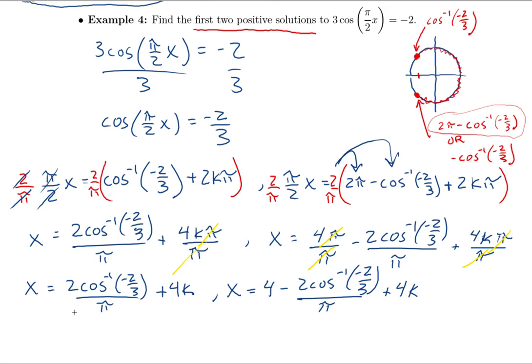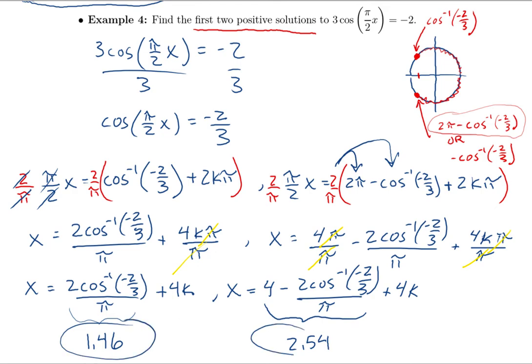Of course, in this case, it's just going to be this, which is 1.46. And it's also going to give me this, which is 2.54. So those are my first two positive solutions.